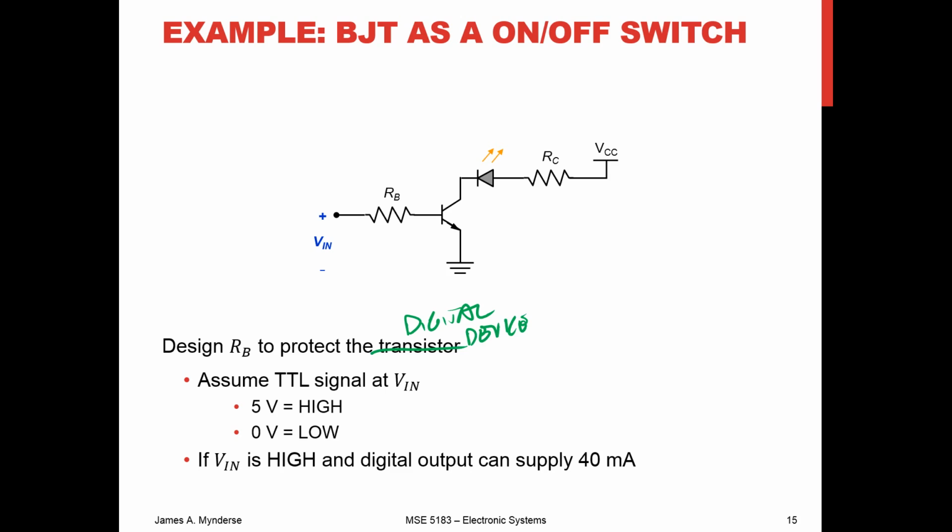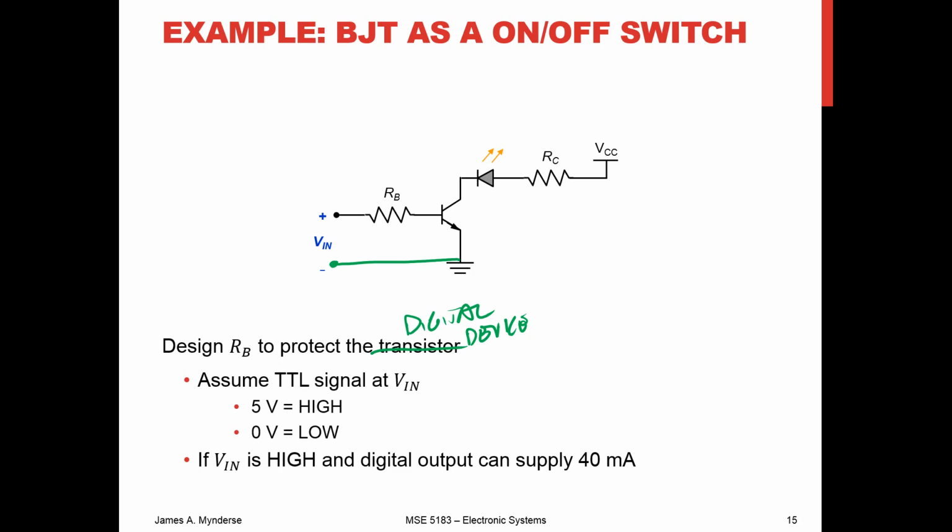And so I'm going to assume that it's TTL based, so 5 volts is a high, 0 volts is a low, and that it can supply 40 milliamps. And that's consistent with the Arduinos, that's why I picked these numbers. So I want to design RB such that it works, first of all, and secondly, that it protects that device from trying to supply too much current. So what I'm going to do is first draw in that little thing just to connect that.